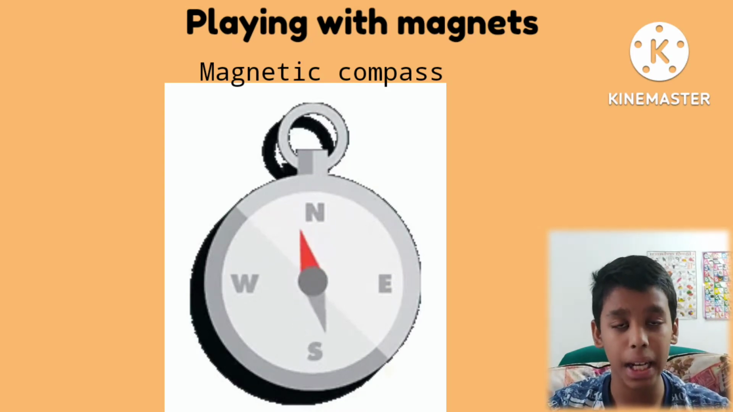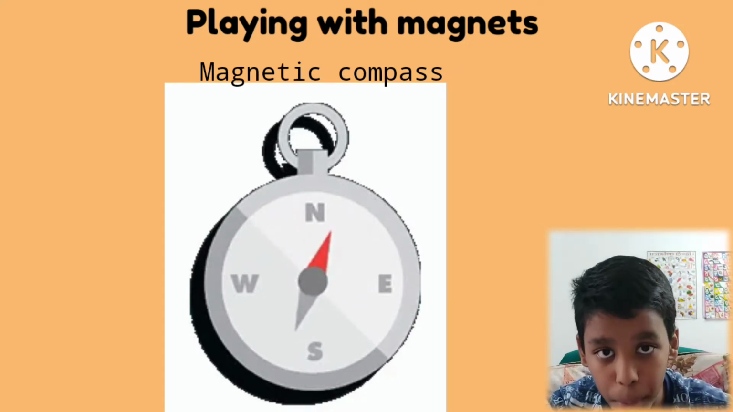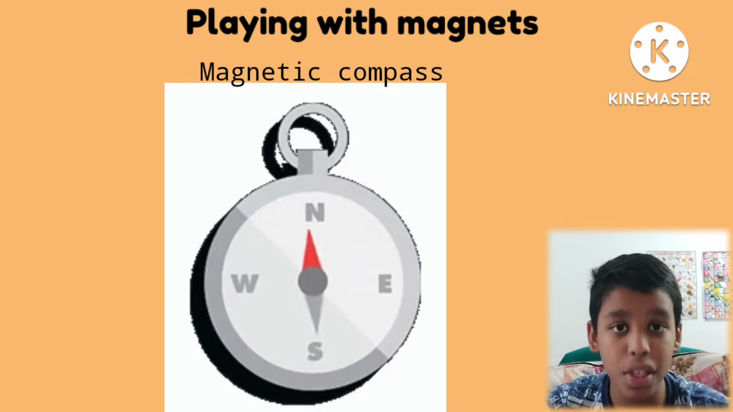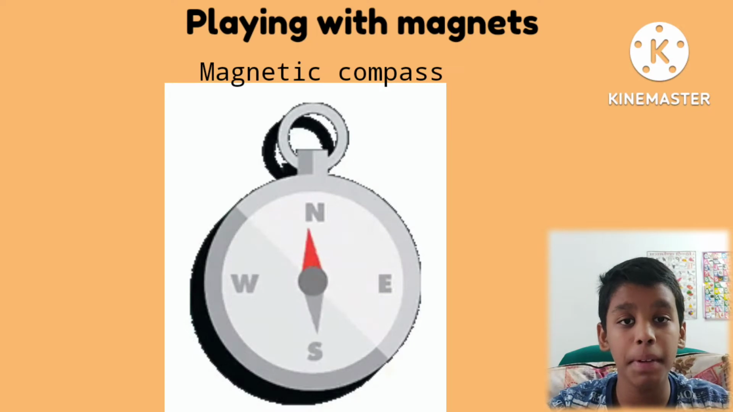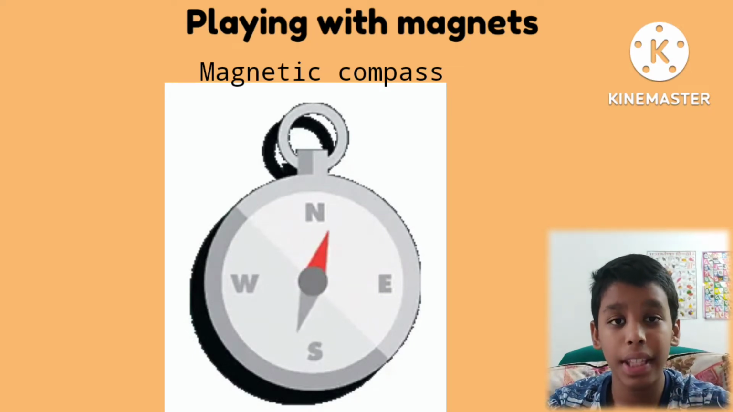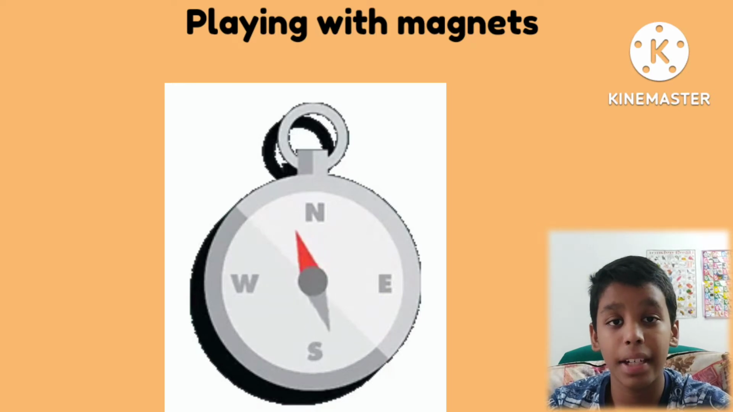In a magnetic compass, there is one small box with a glass case on it. They put a magnet in place so that it can rotate freely, and they put a glass on top of it to protect it. So with that, you can find the directions with a magnet.